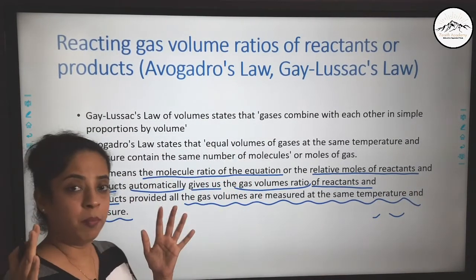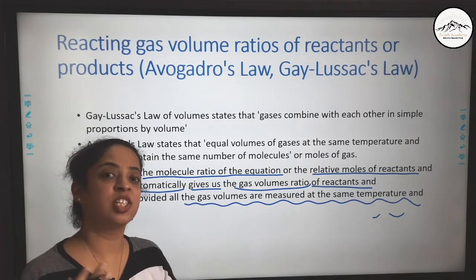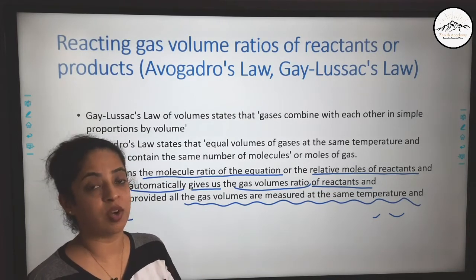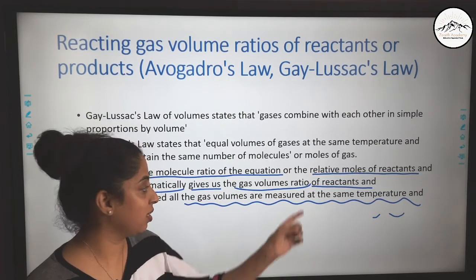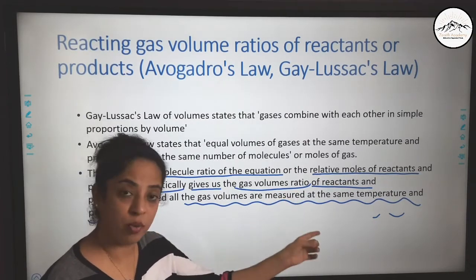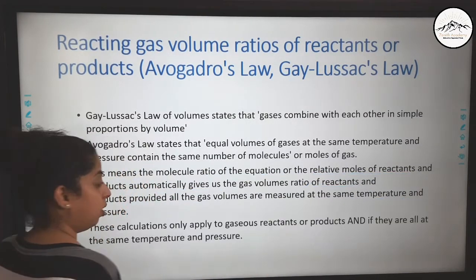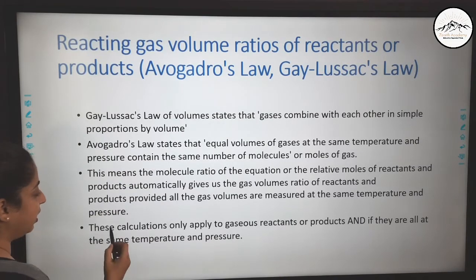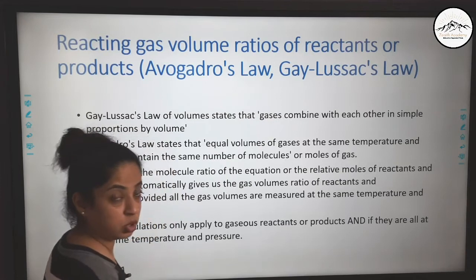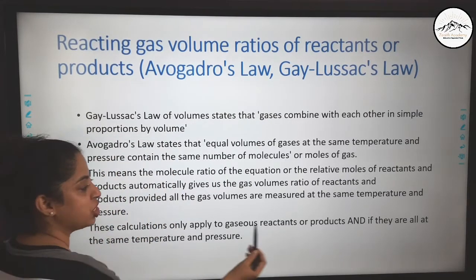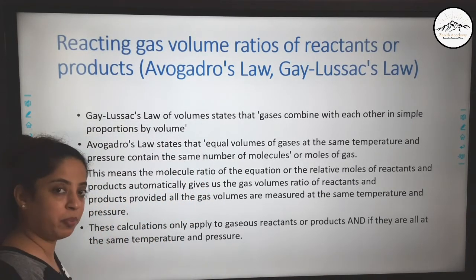So the measurement should be at same temperature and pressure, because you know, whenever there is a change in temperature or pressure of the gas, the volume changes. So all these laws hold true only at this condition, that all the gas volumes are measured at the same temperature and pressure. Now one more very important thing, that these calculations only apply to gaseous reactants or products, and if they are all at the same temperature and pressure.